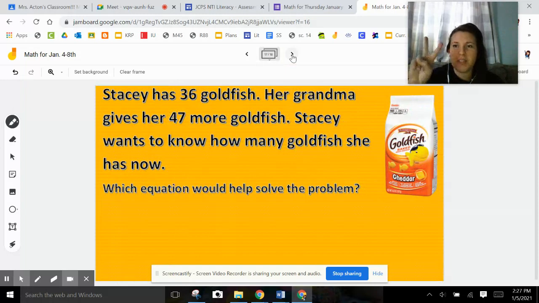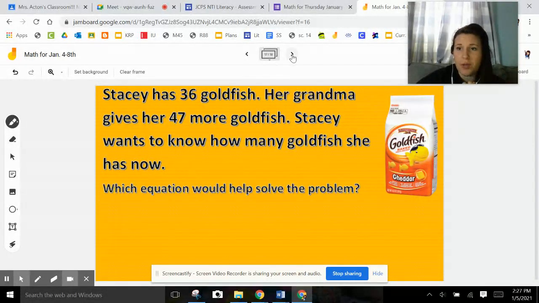Last one. This one has 2 steps to it. The first step is we have to figure out what the equation is for our story problem. So Stacy has 36 goldfish. Her grandma gives her 47 more goldfish. Stacy wants to know how many goldfish she has now. Which equation would help solve the problem?